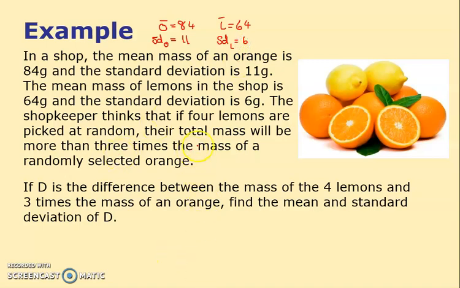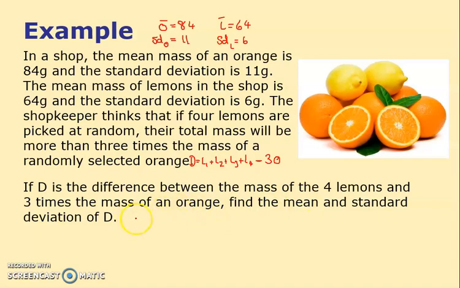The shopkeeper thinks that if 4 lemons are picked at random, well, that sounds to me like L1 plus L2 plus L3 plus L4. 4 lemons. Notice not the same lemon, it's 4 lemons. Their total mass will be more than 3 times, well, typically you would now take away, more than 3 times the mass of a randomly selected orange. So 3 lots of O. If D is the difference between the mass of 4 lemons and 3 times the mass of the orange, find the mean and standard deviation of D. Okay, now I understand.